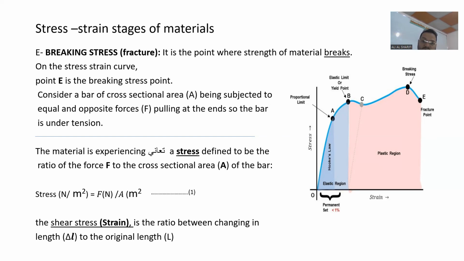Consider a bar of a cross-sectional area being subjected to equal and opposite forces pulling at the ends, so the bar is under tension, under heavy weight. Now, let's talk about what the stress is, what the strain is, and what stress divided by strain equals. At first, let me start from question number one. The material is experiencing a stress.